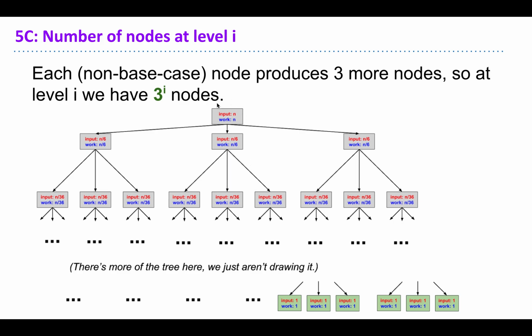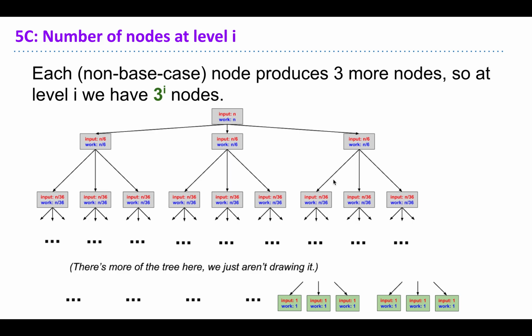And again, let's check this expression. Does 3 to the 0 produce 1? Yes, 3 to the 0 is 1. Does 3 to the 1 produce 3, because we need this to be equal to 3? Yes, it does. Does 3 to the 2 produce 9? Yes, it does.